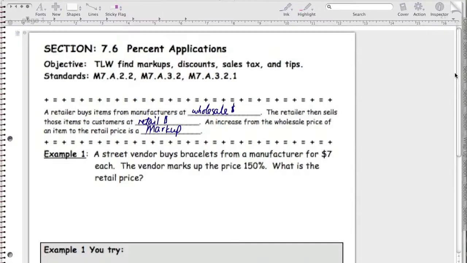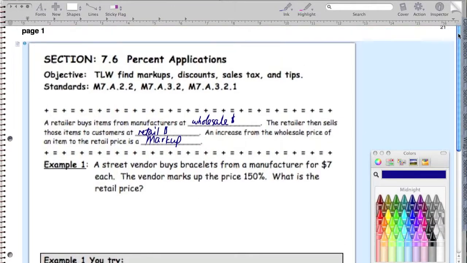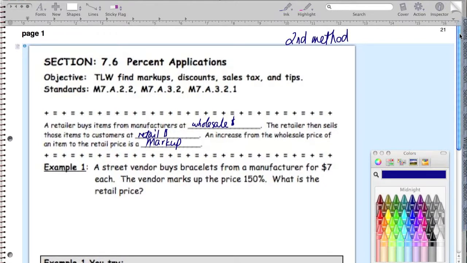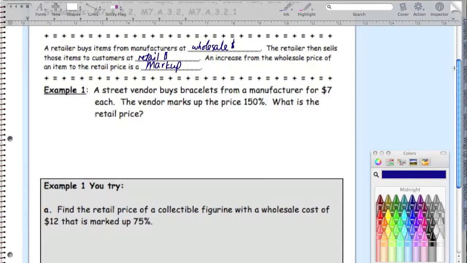All right, 7.6. We're going to take a look at the second method here. Some people prefer it. It's a shorter one. Some people like the other way. But we already went over the vocabulary, the difference between wholesale price, retail price, and markup. So check the previous one if you need help with that.